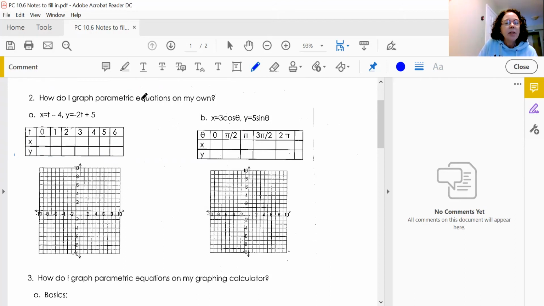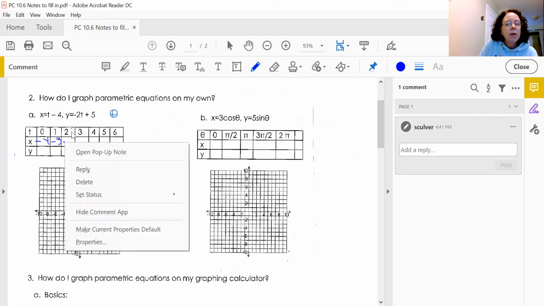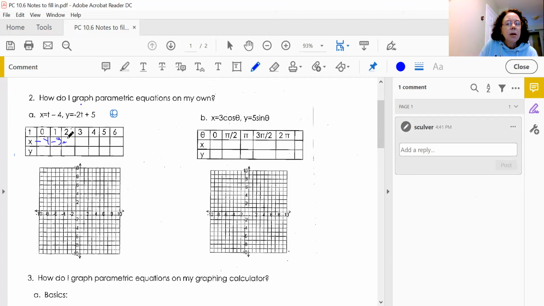Let's go back to the x equation. When I put in a 0, that was a negative 4. A 1 is a negative 3, right? Negative 2. Negative 1, 0, 1, and 2. So sorry about that.